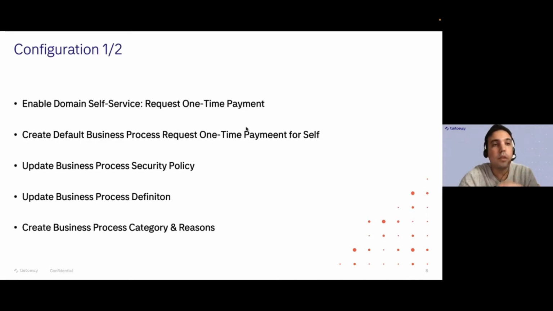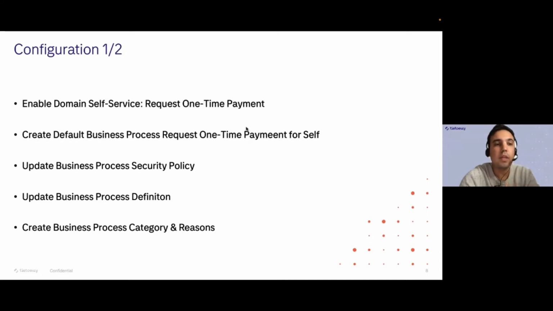So how it works, configuration. There is a new domain for self-service called self-service request one-time payment that you need to enable if you want to opt in for this feature. You need to create a default business process definition for request one-time payment for self, because this is a brand new business process. It doesn't exist in your tenant, so you need to first create the default definition.